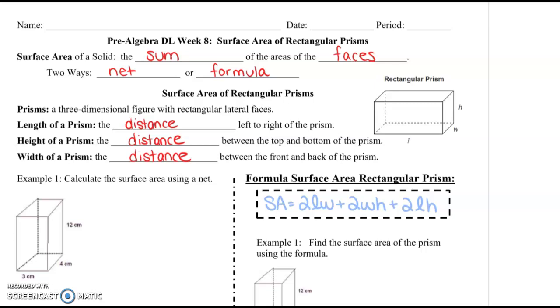I filled in some of the vocabulary words here, but when we're talking about surface area, we're actually talking about adding up the areas of all the different faces. And there's two different ways. You can use a net or you could use a formula.